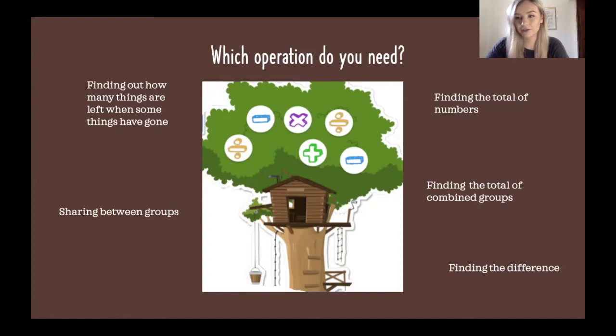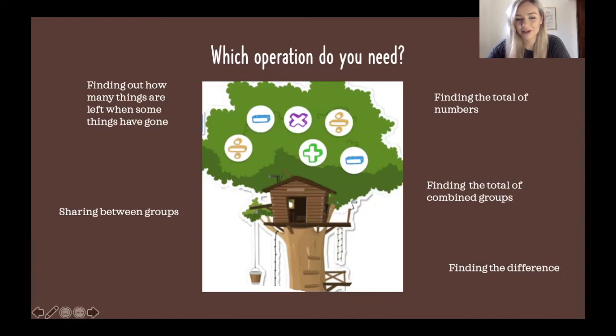Now we've got 5 sentences here to try and link up to our operation. So there might be an operation that has 2 sentences going to it, and the rest should have 1. So pause the video here, see if you can try and match up the sentences with the operation.